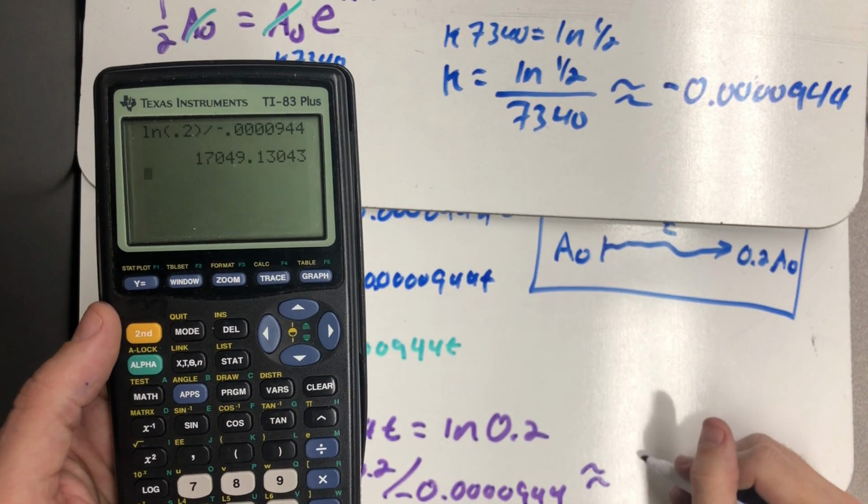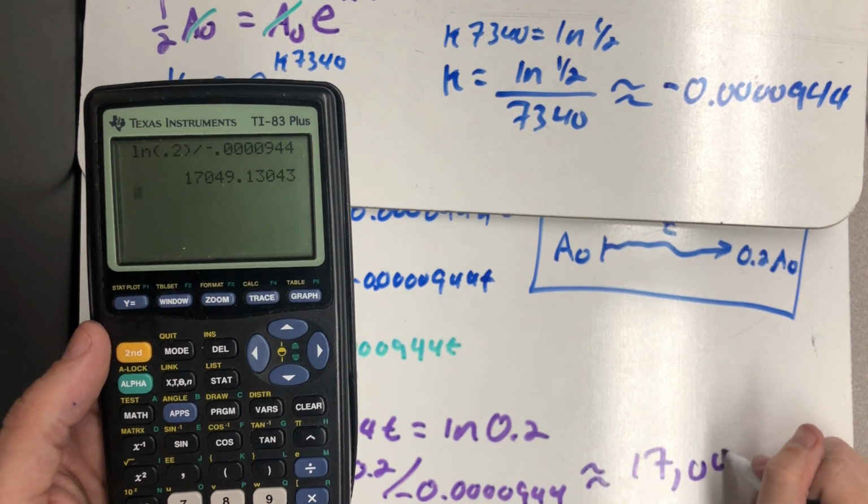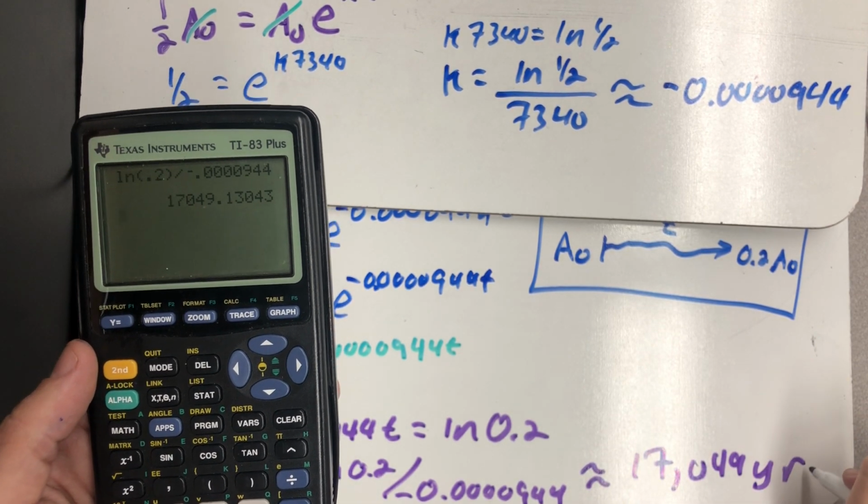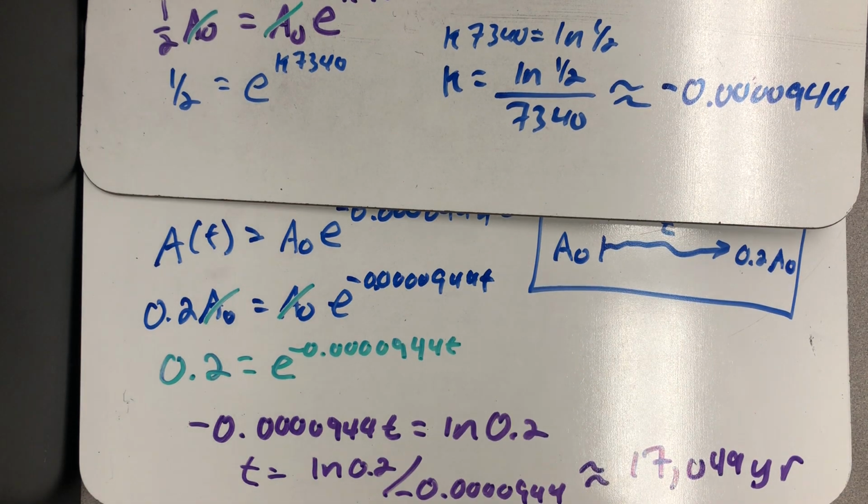So it'll take about 17,049 years for thorium-229 to decay to a point where you only have 20% of your original amount.